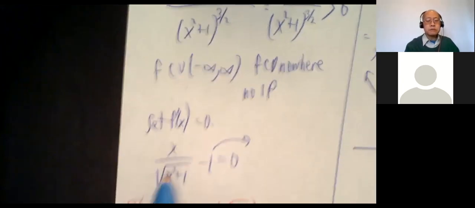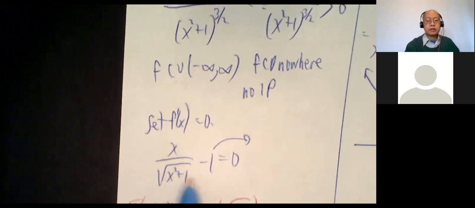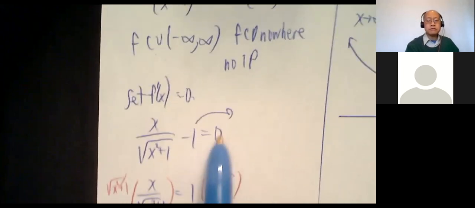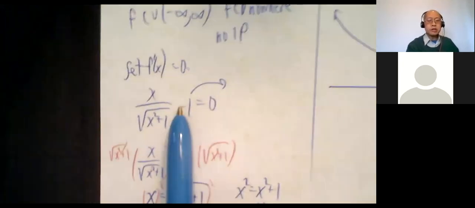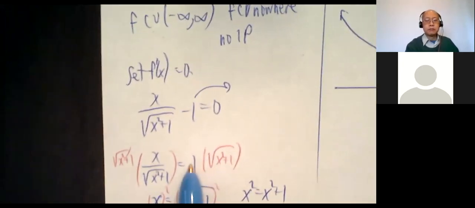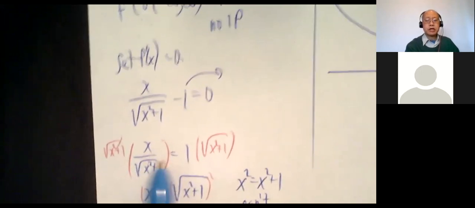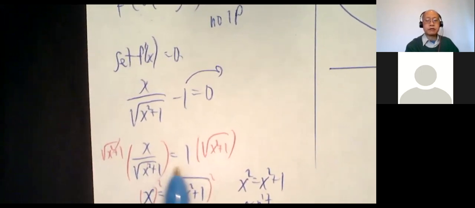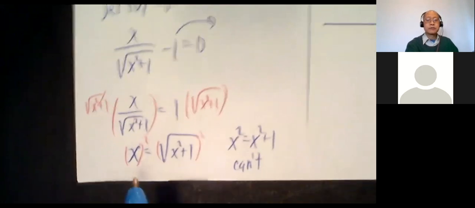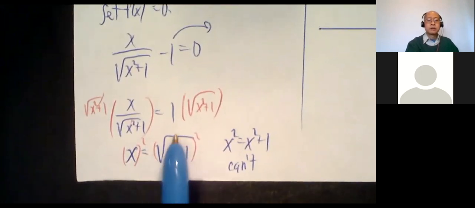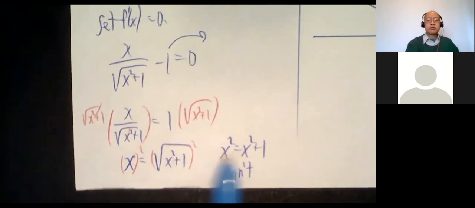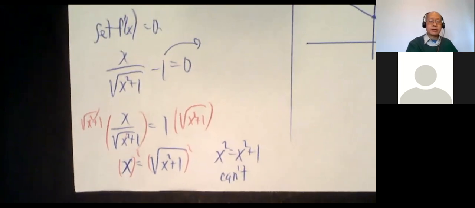Now let's work on setting the first derivative equal to 0. X over radical x squared plus 1 minus 1 equals 0. That was my first derivative. Move the 1 over. Multiply both sides by radical x squared plus 1 to clear the fractions. And then I squared both sides. X squared equals x squared plus 1. The same thing, that can never happen.